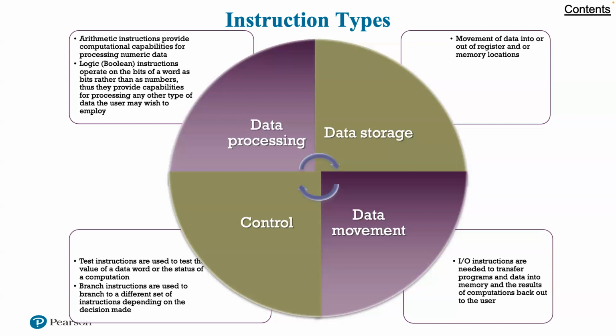I/O instructions are needed to transfer programs and data into memory, and the results of computations back out to the user. Test instructions are used to test the value of a data word or the status of a computation. Branch instructions are then used to branch to a different set of instructions depending on the decision made.